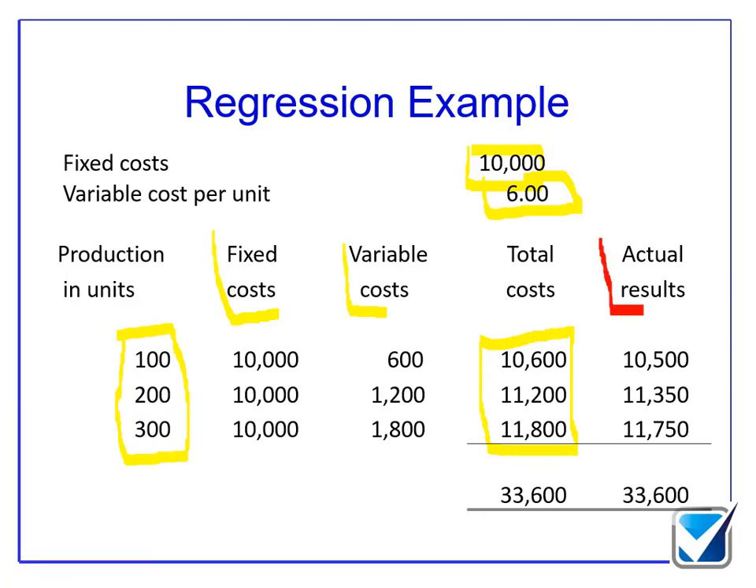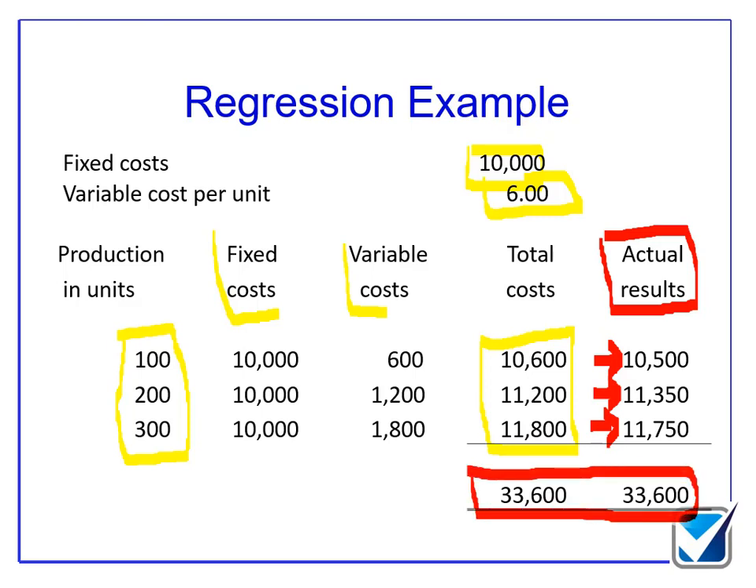Now what happens is we get these actual results. And my actual results are going to be different. My actual results are never going to be exactly what you would expect to see. And what I've done here, guys, is I've said that at this first level of production, my actual results are slightly less. In the second one, my actual results are slightly more. And in this third one, they're slightly less as well. But I've made the increases and decreases in such a way that the overall totals come out as exactly the same.